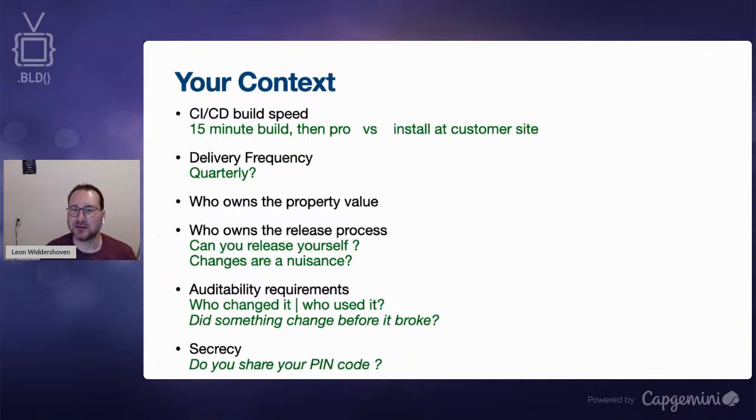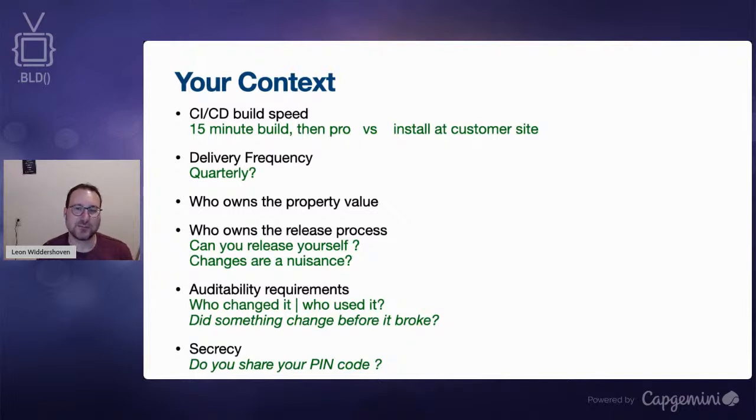If you have a 15-minute build, then code is a perfect place to put your properties. Because if you need to change that in a property store and restart your application or reapply it, that's not much faster. And putting it in your CI/CD pipeline, in your Git, in your application, means that there's only one place to look if you want to know the state of the application.